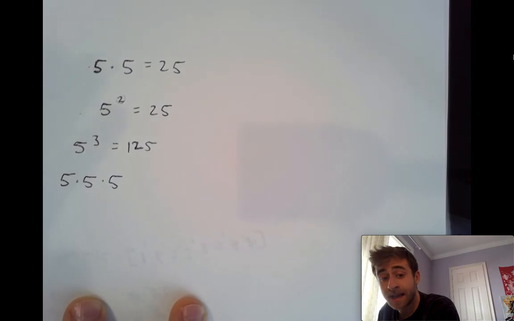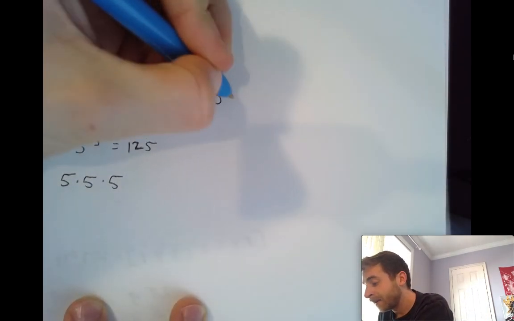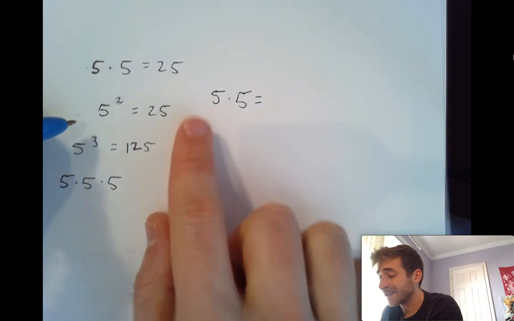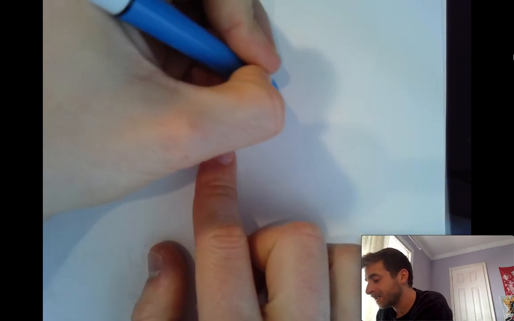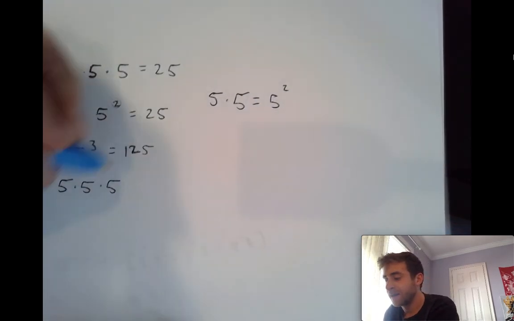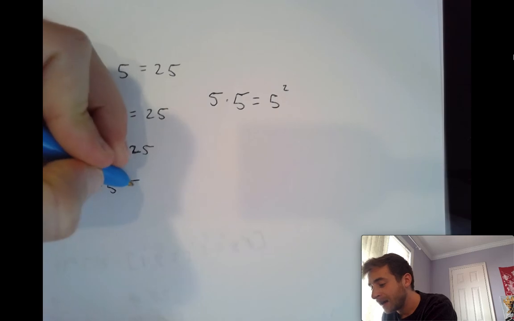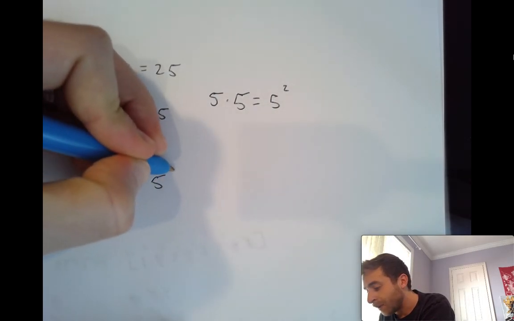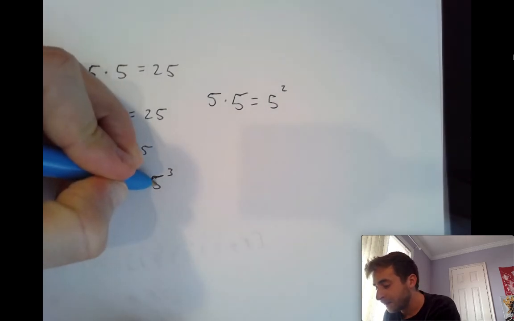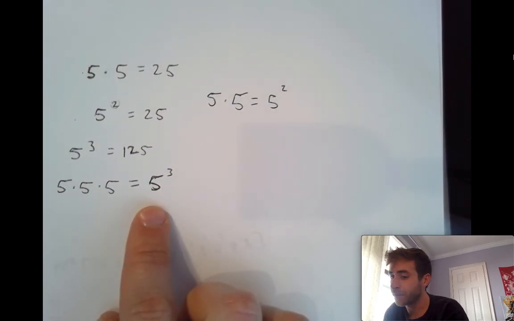So all that to say, if I take 5 times 5, instead of saying that equals 25, I could say 5 times 5 makes 5 squared. That's what being an exponent means, right? Similarly, 5 times 5 times 5, if I wanted an exponent form instead of this number solution, would make 5 to the power of 3.